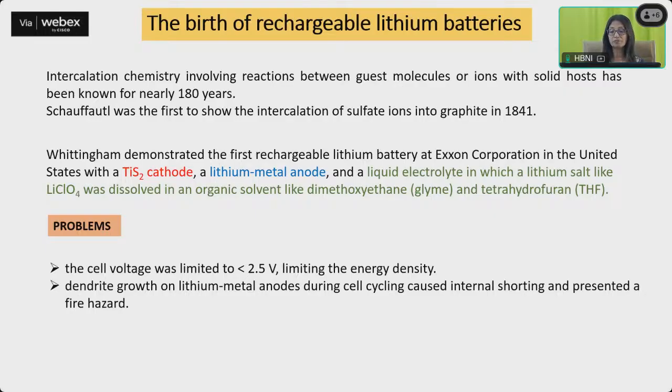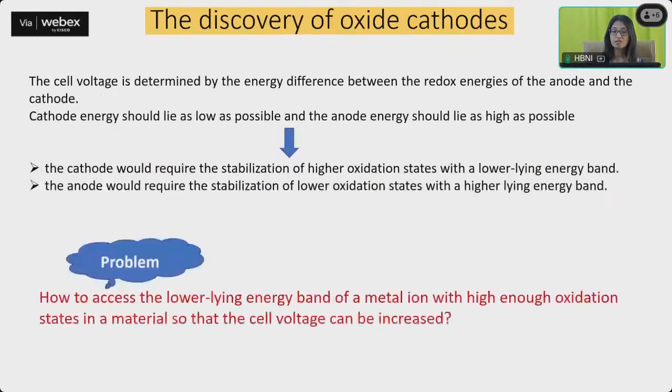So after this, instead of the sulfide, we had the discovery of the oxide cathodes. So why this oxide cathode? As I said, the cell voltage is determined by the energy difference between the redox energies of the anode and cathode. So the cathode energy should lie as low as possible and the anode energy should lie as high as possible. Then only you will get a good difference, and that is where your cell voltage is going to increase, which in turn is going to increase your energy density.